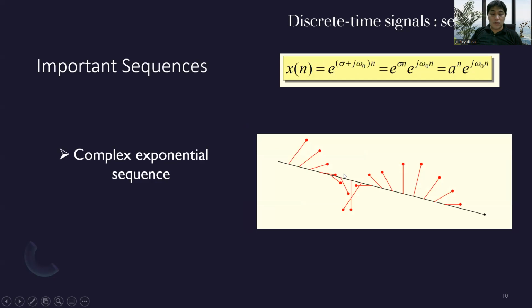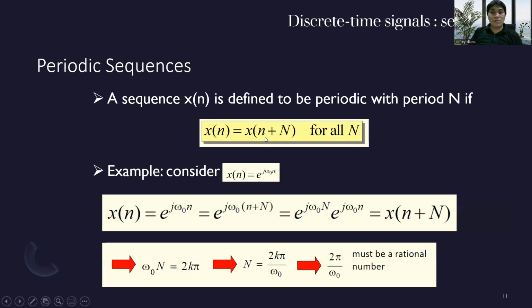Next is the complex exponential sequence. For the formula of the complex exponential sequence, x[n] is equal to e raised to the power of (sigma plus j omega_0) n, which is equal to A to the n times e^(j omega_0 n) for the complex exponential sequence.